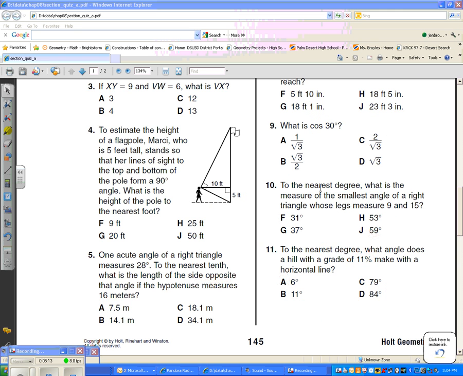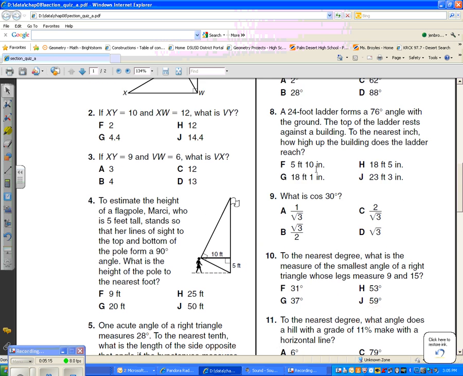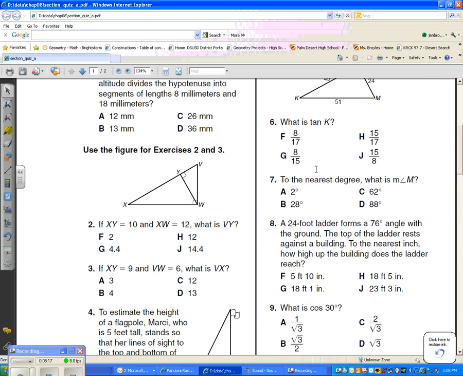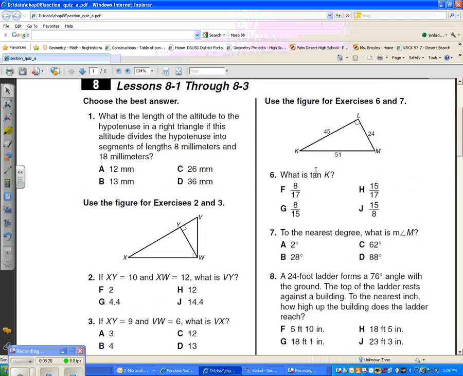Okay, we're almost done. Next questions. We're on seven, oh, six, seven, eight, nine. Oh, six, seven, eight. Okay, cool. So use the figure for exercises six and seven. Number six says, what's tan of K?